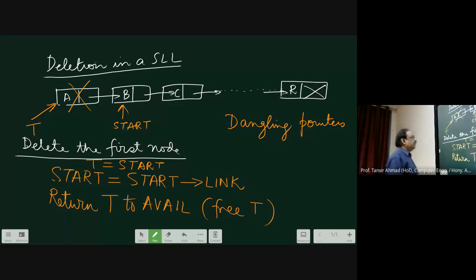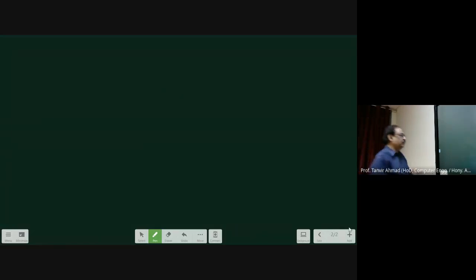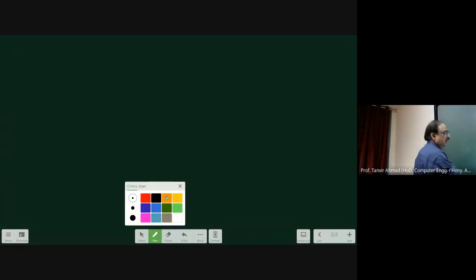Now that means this is the algorithm for the first node. Now similarly, if you are deleting the last node, you have to traverse the linked list from first to the last. That means if I want to delete the last node, let's say if I delete the last node.